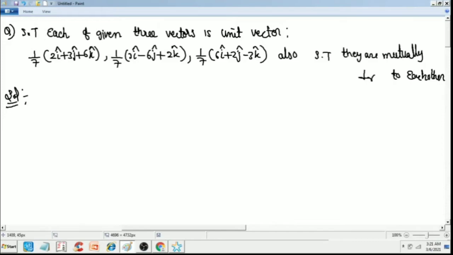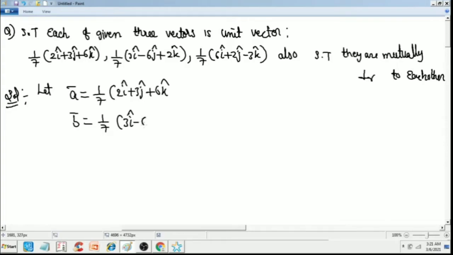Given question: show that each of the given three vectors is a unit vector, and also that they are mutually perpendicular to each other. Now, given vectors, first of all let us assume A is equal to 1 by 7 times 2i plus 3j plus 6k, B vector is equal to 1 by 7 times 3i minus 6j plus 2k, C vector is 1 by 7 times 6i plus 2j minus 3k. So we have A, B, C.